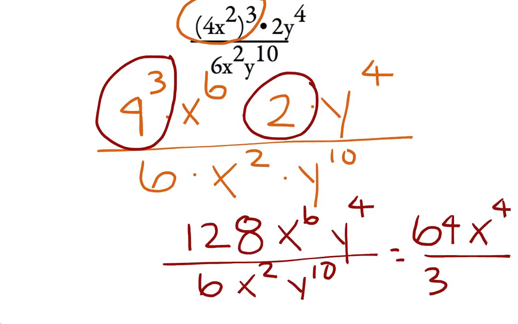I have y to the power of 4 divided by y to the power of 10. When I divide that, I subtract my exponents. I get y to the power of negative 6. When I take the reciprocal of y to the power of negative 6, I know that y to the power of 6 is going to end up in the denominator.